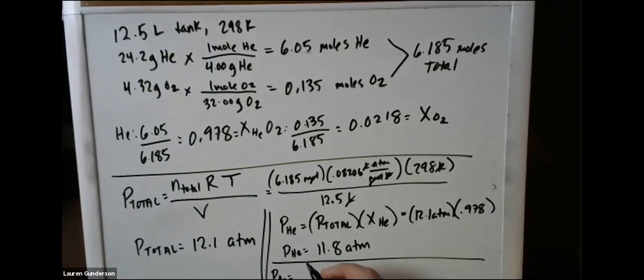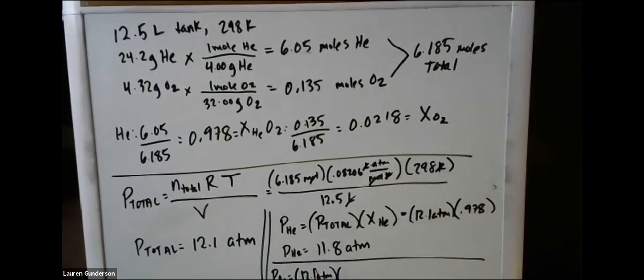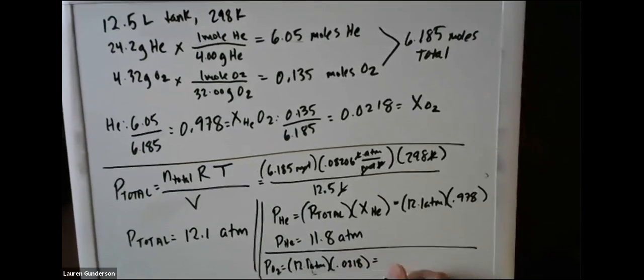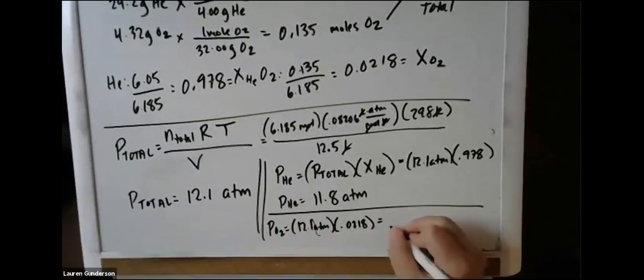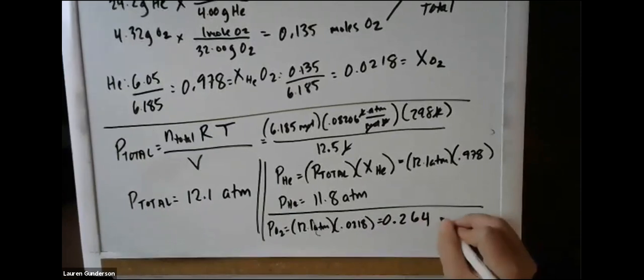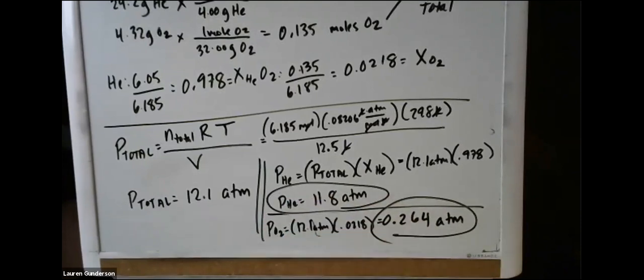My pressure for oxygen is going to be P total, which is 12.1 atmospheres, times 0.0218. And that will be 0.264 atmospheres. Okay, so this is the partial pressure for oxygen. This is the partial pressure for helium.